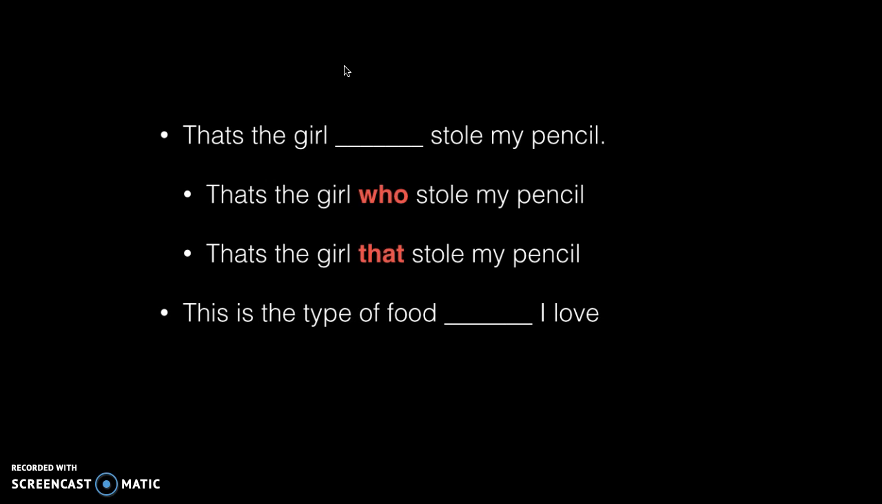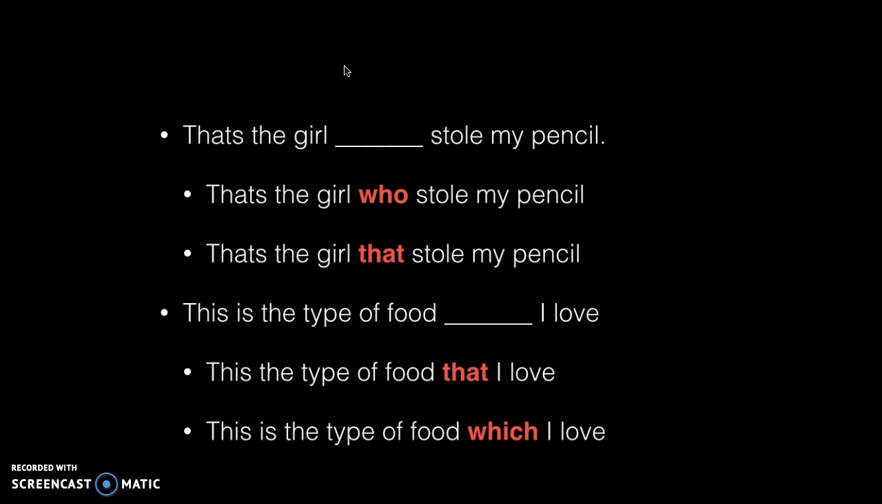Next sentence. This is the type of food blank I love. So again, we're describing food. Is food a person or a thing? Now that you know that, which relative pronoun would you use? Would you say this is the type of food who I love? No, because who or whom can only describe a person. So you can say this is the type of food that I love, or this is the type of food which I love.